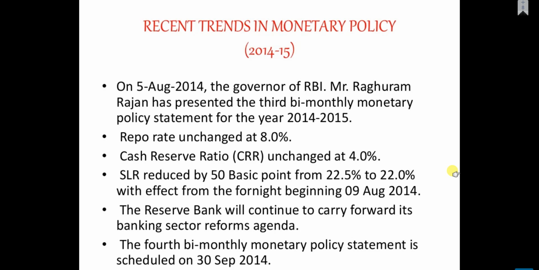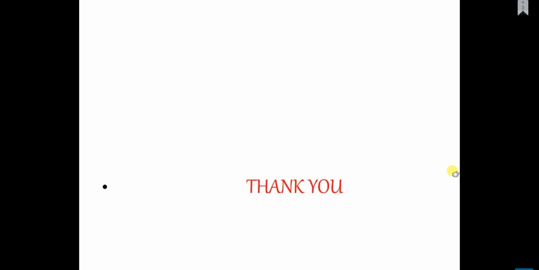Recent trends in monetary policy. This is the data between 2014 and 15. On the 5th August 2014, the Governor of RBI, Mr. Raghuram Rajan, presented the third bi-monthly monetary policy statement for the year 14-15. Repo rate unchanged at 8%. CRR, cash reserve ratio, unchanged at 4.0%. SLR reduced by 50 basis points from 23% to 22%, with effect from the fortnight beginning on the 9th August 2014. The Reserve Bank will continue to carry forward its banking sector reforms agenda. The fourth bi-monthly monetary policy statement is scheduled on the 30th September.